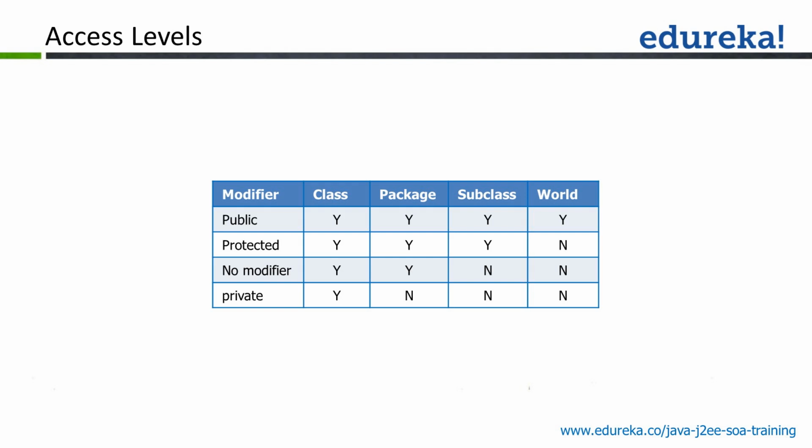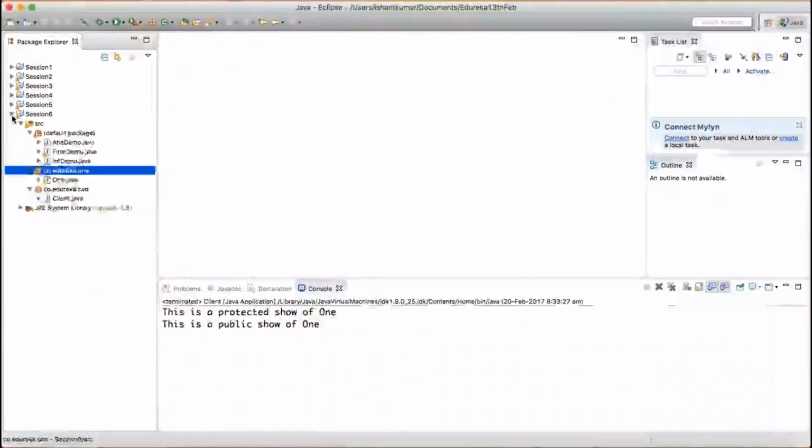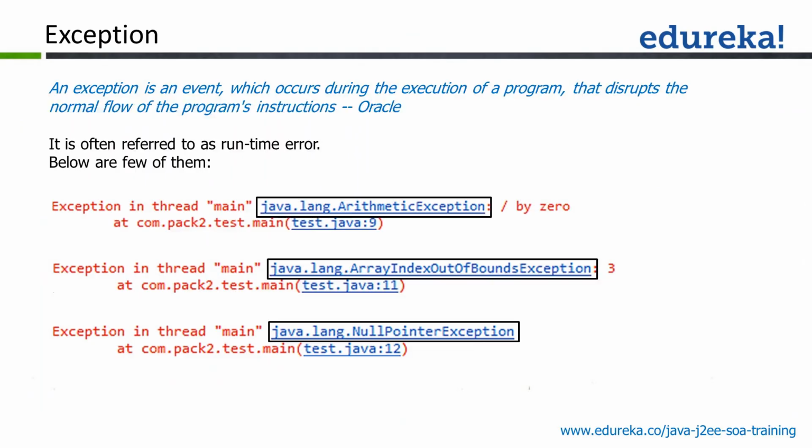So within the class they are accessible. Within the package, yes, but this one is not within the package. Within the subclass, yes, but these two are not accessible within the subclass. If you talk about the world, public is accessible, all of the others are not accessible. So world means outside the package. So here we have this package, meaning default, because you will be developing the projects.